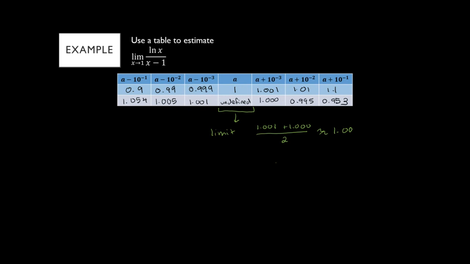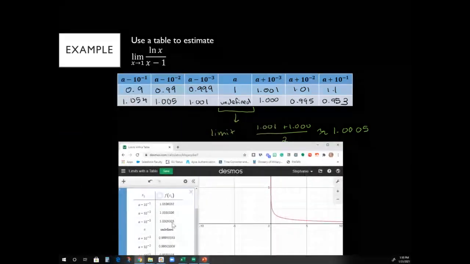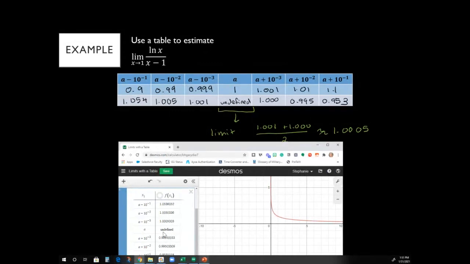And this would be 1.0005. That could be a potential limit if you're just going to do the average of the left and the right side. But the advantage to looking at it with Desmos and seeing all of the numbers is that you can see, okay, it's probably not 1.0005. It only looks like that because we rounded.